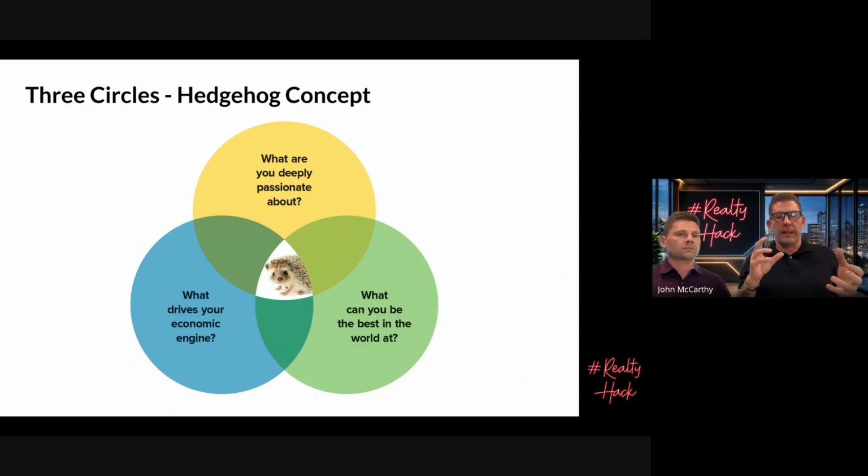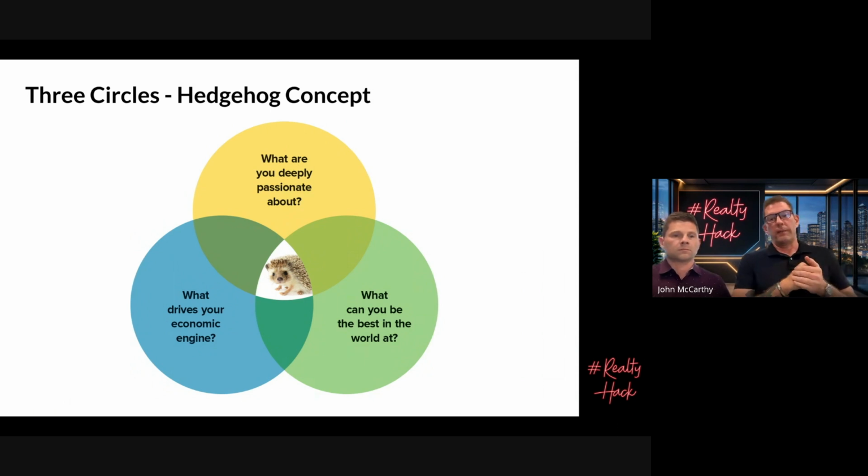In that book, there were only 8 companies, I believe, that they considered great, and they studied the common characteristics. All of them had what they called a hedgehog concept, and that's a single purpose for what they want to accomplish. And this is the 3 circles. What are you deeply passionate about? What is your economic drive engine? And what can you be the best in the world at?